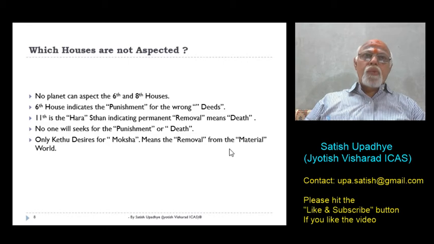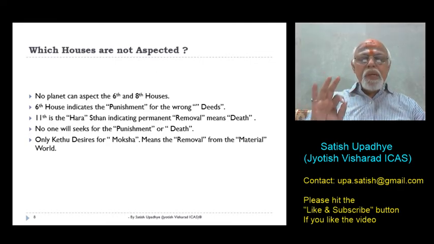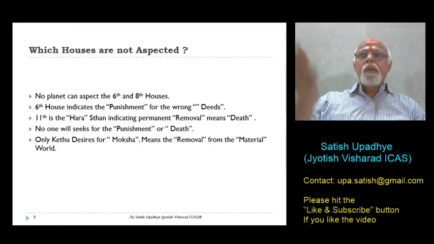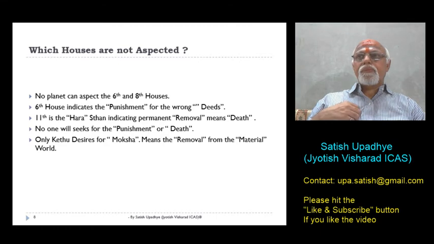Only Ketu can expect the moksha, because he has got the knowledge. Ketu means the complete knowledge, and he always aims for removing the man from this material universe, and he is leading him towards the moksha. So Ketu is the moksha karak, and he is interested in these 6th and 8th houses.